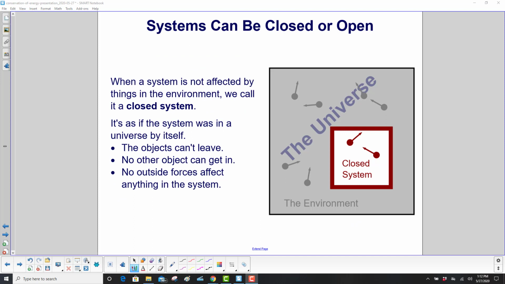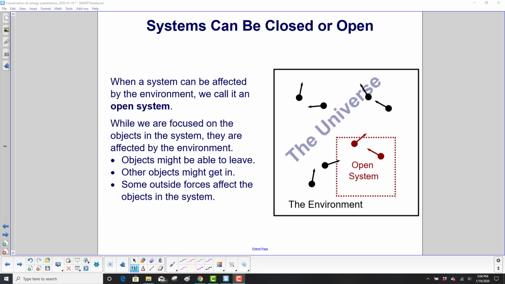Systems can be closed or open. When the system is not affected by things in the environment, and again, here's the environment, all of this stuff in gray, we call it a closed system. It's as if the system was in a universe by itself. Objects can't leave, no other objects can get in, and no outside forces affect anything in the system.